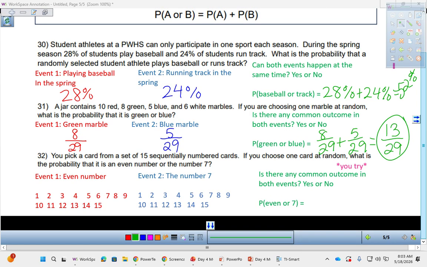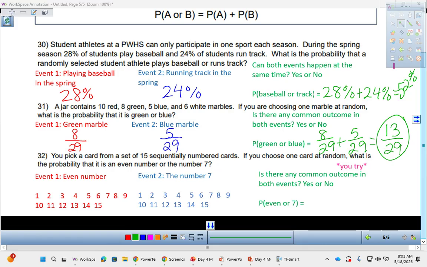I put the events on the board so you could see them, which might help with you finding each probability separately. So try it. It says you pick a card from a 15 sequentially numbered deck of cards. So I have all 15 cards here if you need to see it. If you choose a card at random, what's the probability that it's an even number?